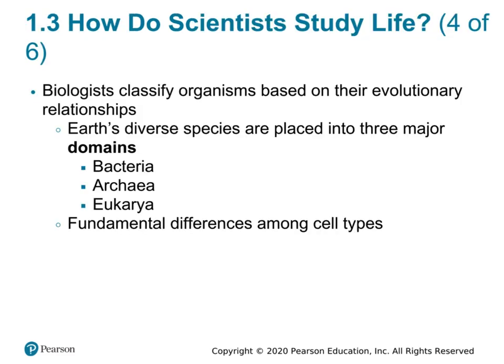Let's continue on and talk about some more organization. We could, for example, look at evolutionary relationships among organisms. We can start with these three major groups called domains: bacteria, archaea, kind of like old bacteria, and eukarya. Inside domain eukarya are all of the eukaryotic organisms. Inside domain bacteria and archaea are all the prokaryotic organisms. And there are going to be some fundamental differences among the cell types that we find in these groups.